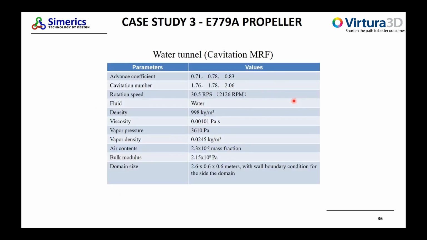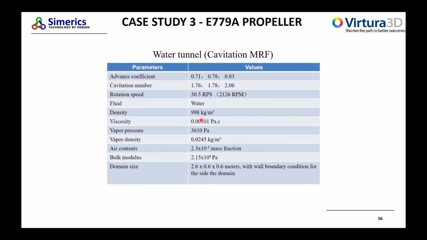So let's look at some of the parameters that were used. We were running, I think, 3 cases: advance coefficient of 0.71, 0.78, 0.83. Advance coefficient essentially is the ratio of the inlet flow velocity divided by the rotational speed. For these cases, we have 3 cavitation numbers: 1.76, 1.78, 2.06. Cavitation number essentially characterizes the outlet pressure relative to the saturation pressure, divided by, again, the speed, I believe.